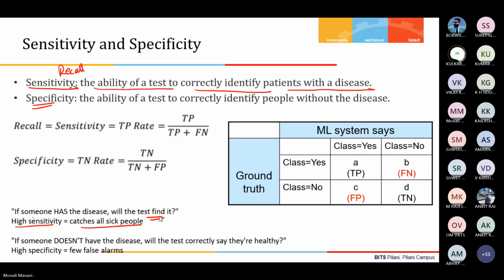sick people. The other way is something called specificity, where we are going to reduce the false positives. If this is 1, false positive would be 0. We are looking at the true negative rate. If someone doesn't have a disease, will the test correctly say they are healthy? So here our objective is to reduce the false alarms. We don't want to flag anyone who doesn't have a disease as having a disease. If that is the objective, then you will look at the model with high specificity.